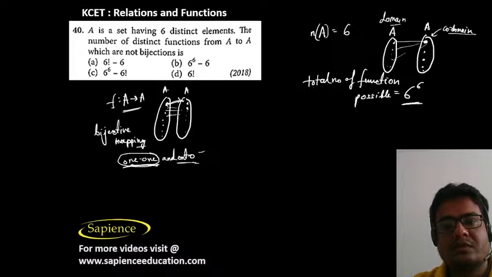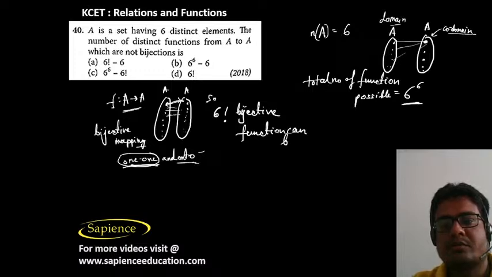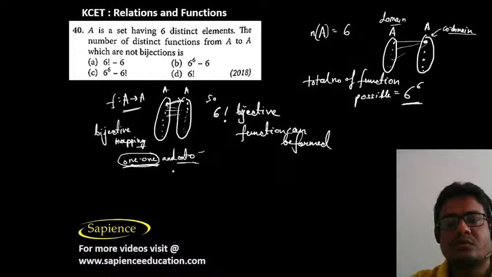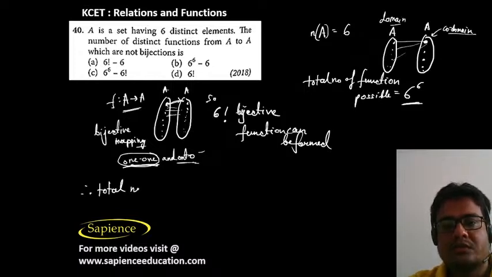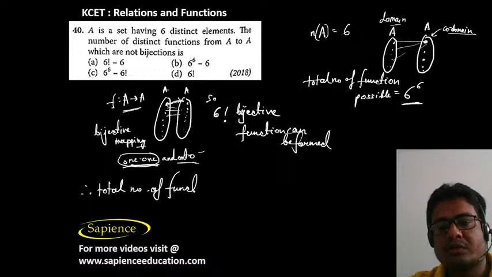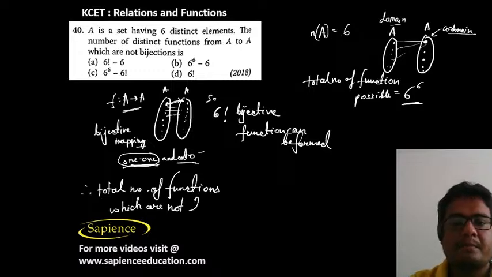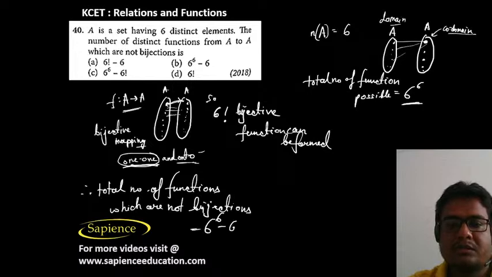So each of these 6 elements can be rearranged in 6 factorial ways. So 6 factorial bijective functions can be formed. So therefore, the total number of functions which are not bijections are 6 power 6 minus 6 factorial. So it is option C. Option C is the correct answer.